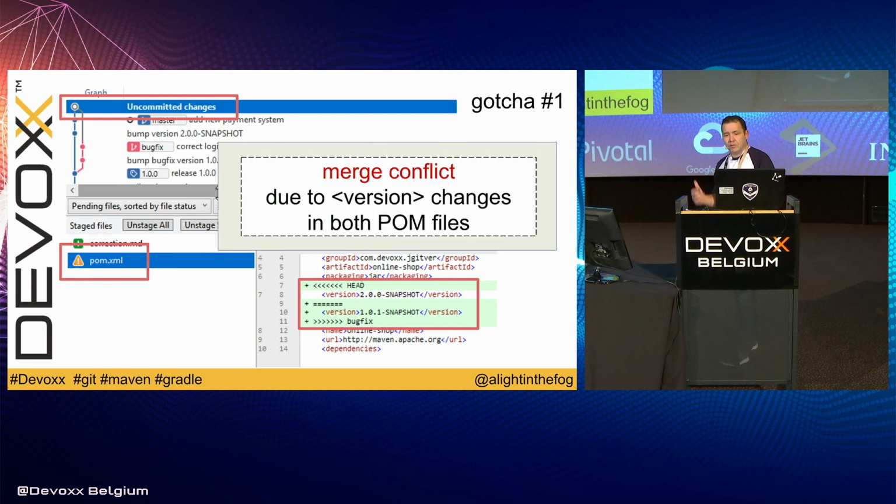Of course, some of you have already faced that, I'm sure: a merge conflict. Why? Because in both branches, we have made exactly the same modification inside the same file.